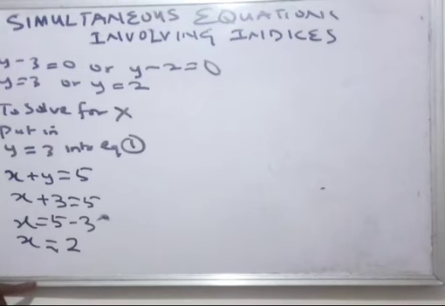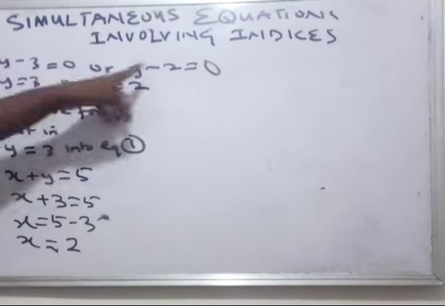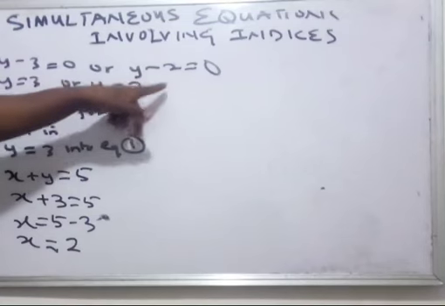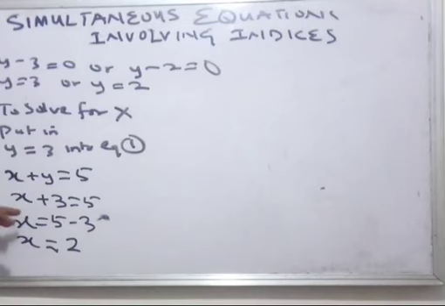Also, you remember that we also have another value here. So we can also put in y equals 2 for our value here, and we'll get what? 3. Good, correct. So the values are interchanging. When x is 3, y is 2. When x is 2, y is 3. That is the much you can take for solving simultaneous equations involving indices.